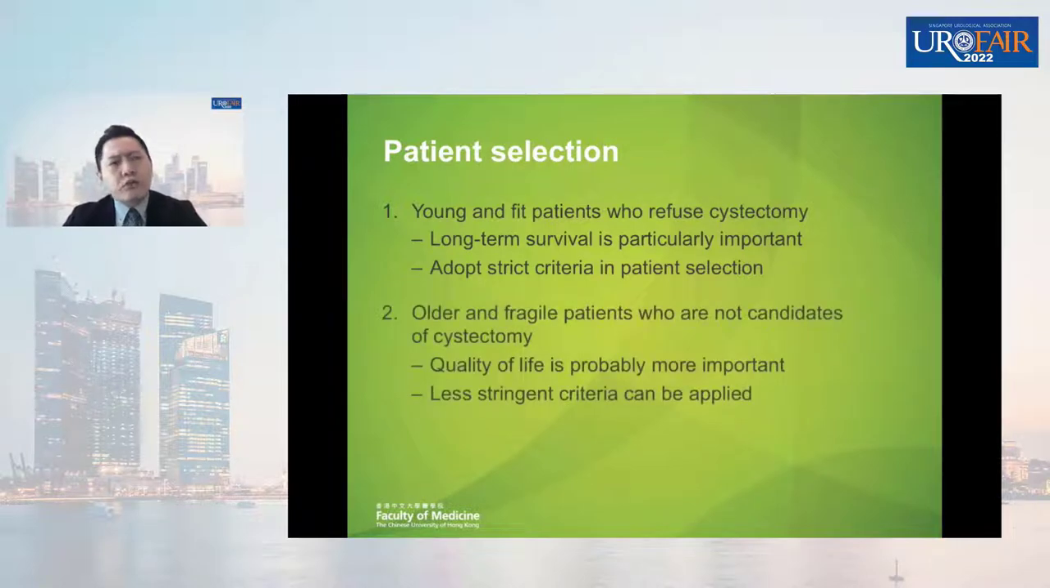The second group of patients will be those older, more fragile patients. Even for cystectomy, you think they may not be fit for cystectomy. In those patients, probably quality of life is more important. And therefore, when we think about the setting where quality of life is our preference, then a less stringent criteria can be applied. But of course, this has to be counseled adequately. They need to understand the potential compromise in the survival outcome.